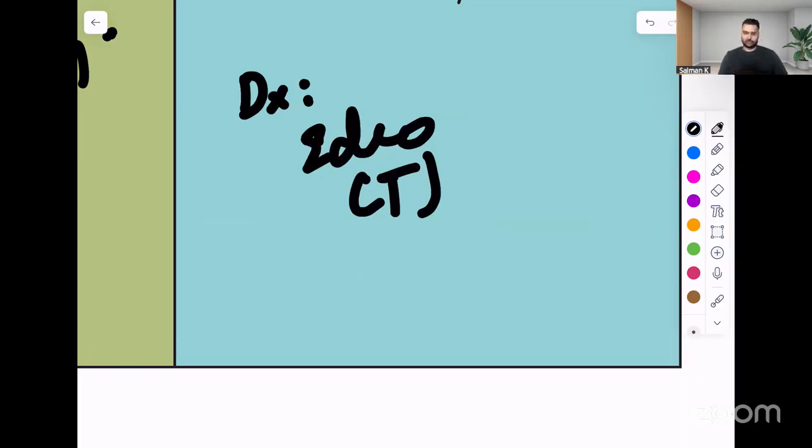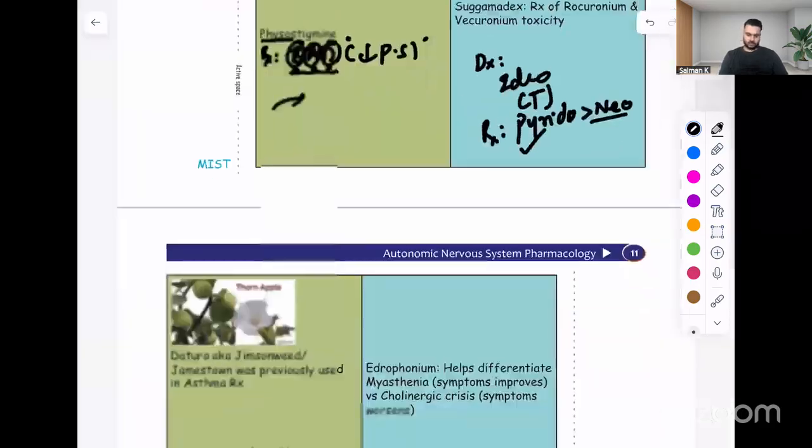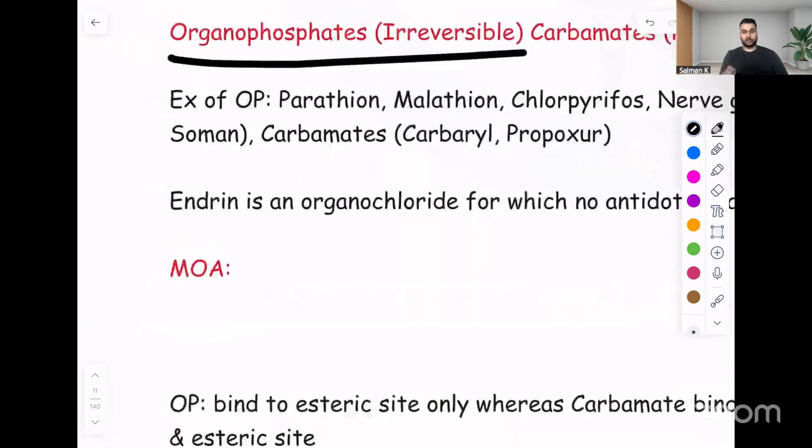Next, after this, what we got is the treatment of this disease, that is pyridostigmine, which is longer acting than neostigmine. Hence, this is the drug of choice. Okay, that's about it. Next comes this farmer story called organophosphates.